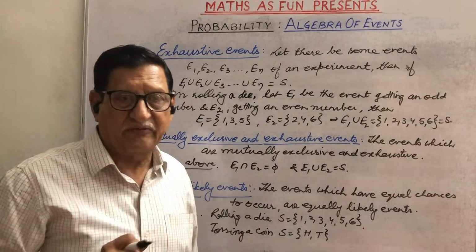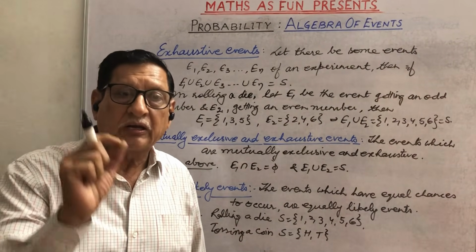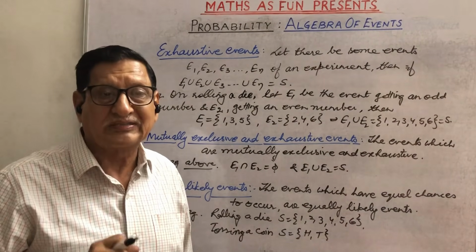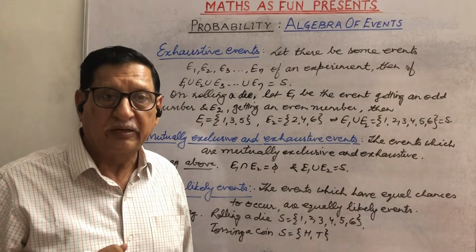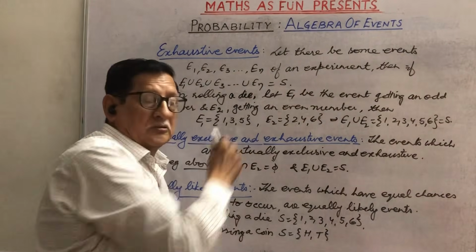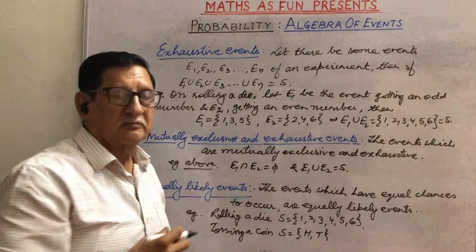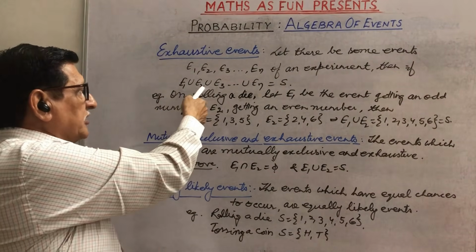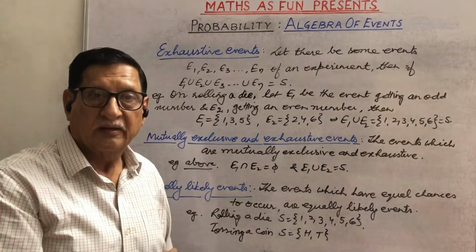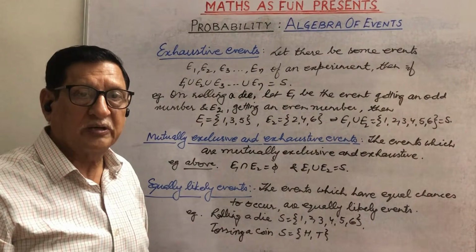What are exhaustive events of an experiment? We say if there are any events of an experiment whose union is the sample space of the experiment, they are known as exhaustive events. Suppose there are some events E1, E2, E3, En of an experiment. Then if we find E1 union E2 union E3 and so on union En is equal to S, then we say these all events are exhaustive events of the experiment.